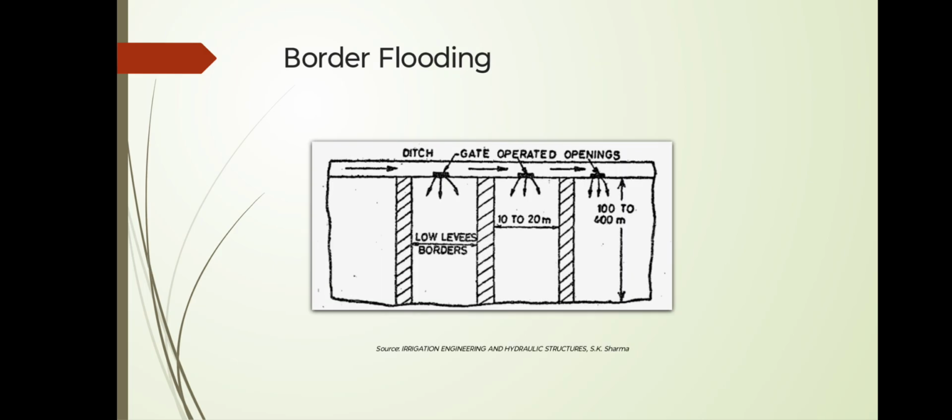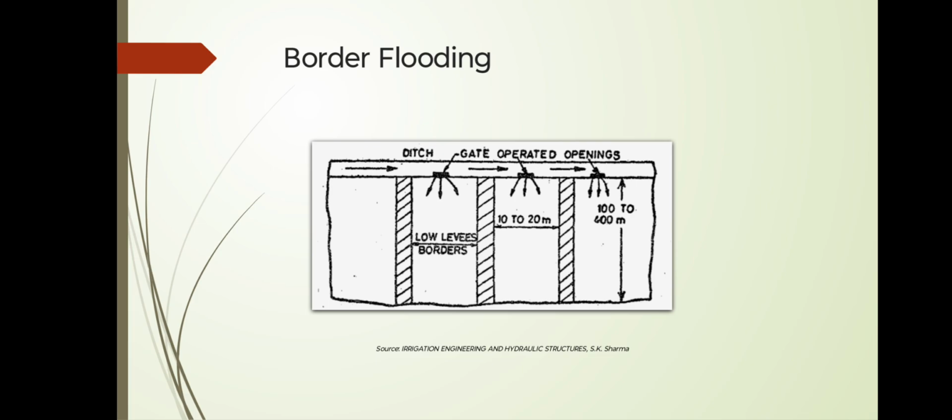Now, what is border flooding? In this method, the land is divided into a number of strips separated by low levees called borders. The land area confined in each strip is 10 to 20 meters in width and 100 to 400 meters in length, as shown in this figure. Ridges between borders should be sufficiently high to prevent overtopping during the irrigation process. To prevent the water from concentrating on either side of the border, the land should be leveled perpendicular to the flow. Water is made to flow from the supply ditch into each strip.